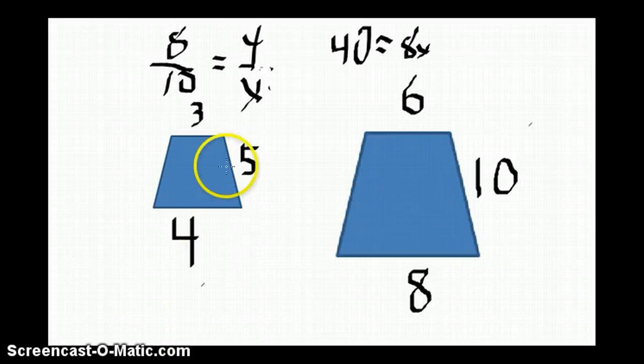To get the top, we could have cross multiplied and had 8 over 6 equals 4 over x. Or we could just look at it and say 4 is half of 8, 5 is half of 10, so we know that the top is going to be half of 6. So we know the top is going to be 3. Sometimes you can just look at the shape and look at the points that are given and know that it's doubled it or 1.5 times it. Sometimes you do have to cross multiply.